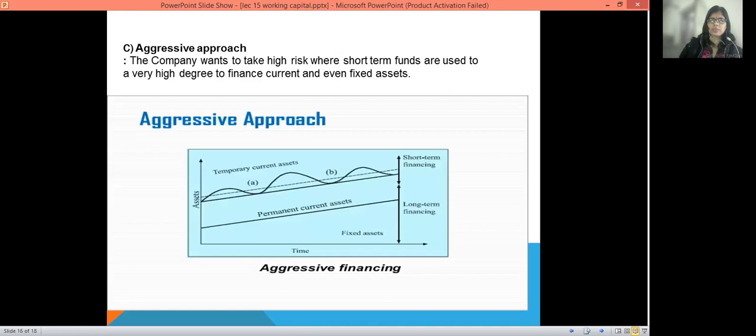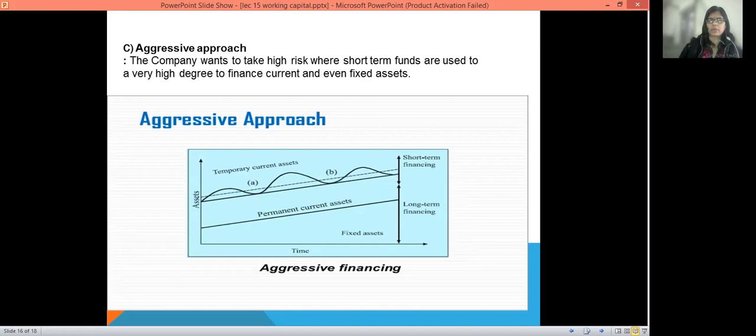And the last one is the aggressive approach. As the name suggests, this approach is very aggressive. It means we have to take high risk. The company wants to take high risk, where short-term funds are used to a very high degree to finance current and even fixed assets. You are accepting high risk by arranging the fixed asset with the help of short-term funds. So this approach is regarded as the aggressive approach, and through this diagram we can understand it.